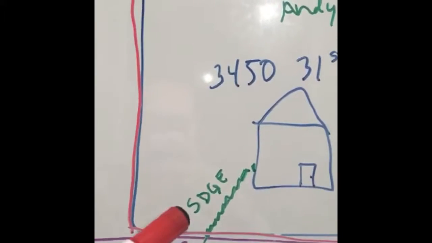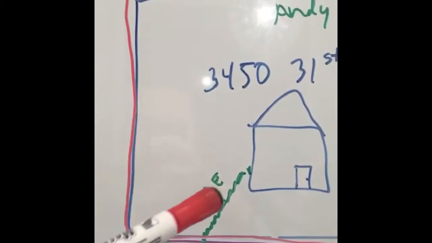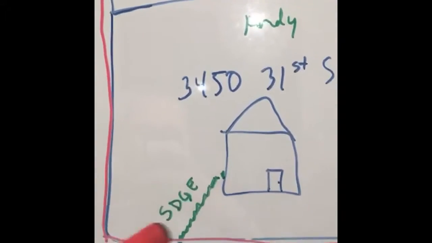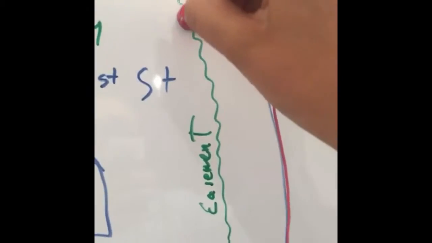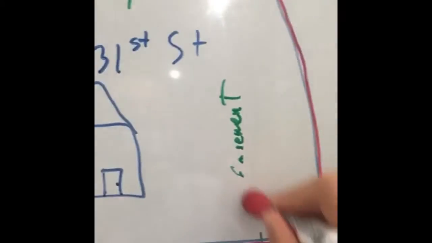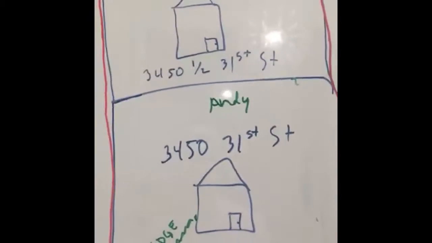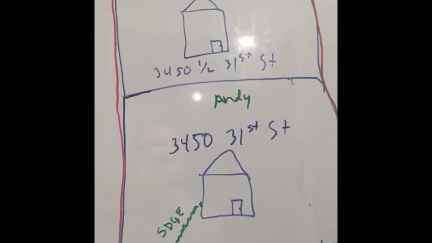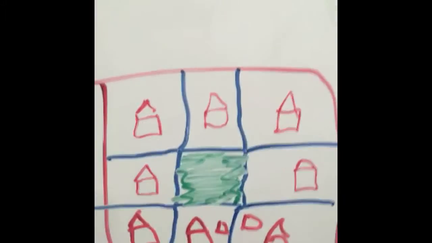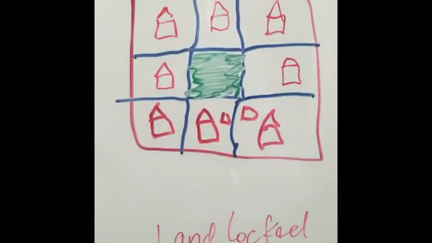Another easement could be SDG&E. They need access to your property to service their meters. So if there isn't any easement, guess what? Bob cannot access his own property legally. So what happens? You get into a situation where the property is landlocked.